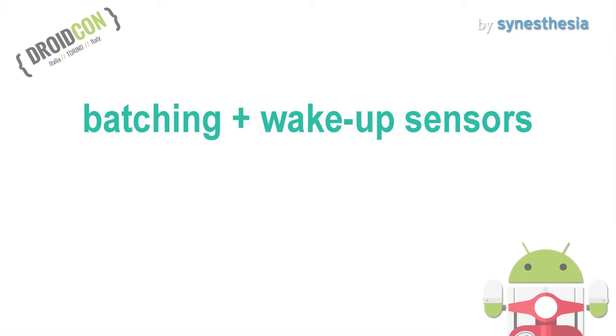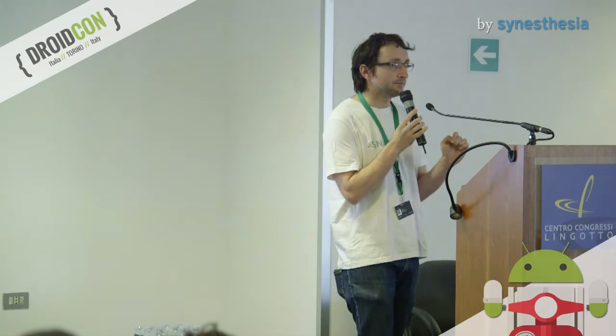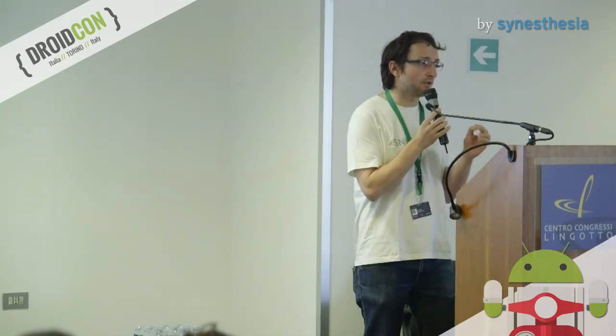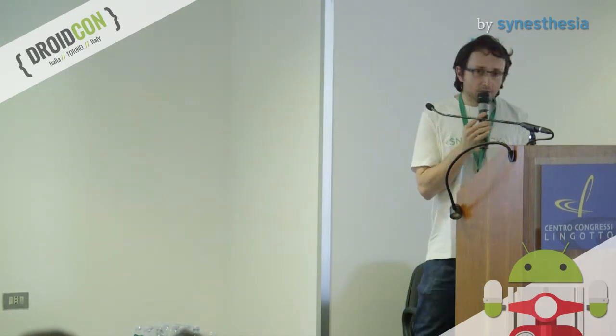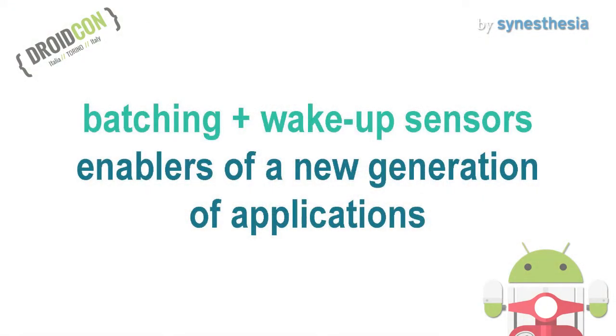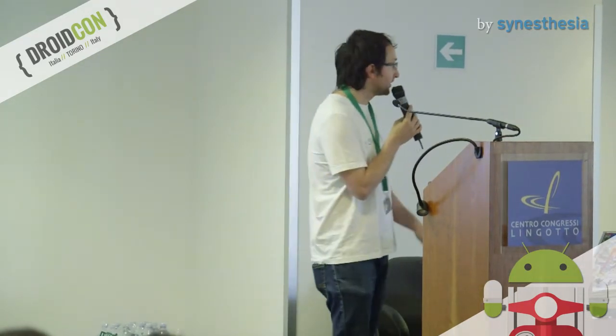Now, combining batching and wake-up sensors is very powerful, because we can drastically reduce the power consumption of our application. And this is not only a matter of reducing power consumption by a small percentage, but in this way we can design and implement new kinds of applications, because we can design applications that are always on the phone and work always, without killing the battery in a few hours, like happens just now, or in the older versions of Android.